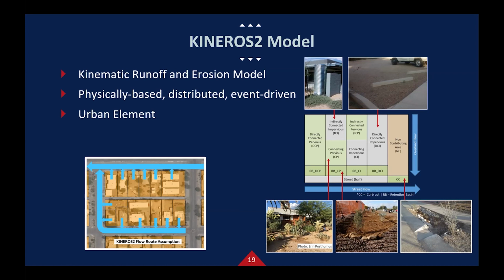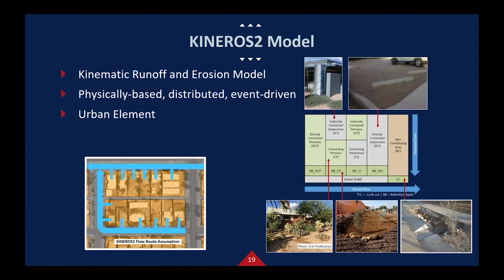But with these smaller areas, now you can start representing these discrete elements on your lots. So in the case of AGWA, it uses the indirectly connected impervious area to represent a roof, the connecting pervious area to represent a front yard, and the directly connected impervious area to represent a driveway. Non-contributing areas can be used to represent pools where the water never flows out. It's a sink. It could be a sink in your backyard as well.